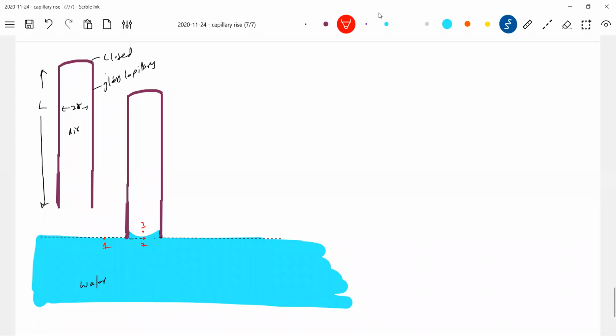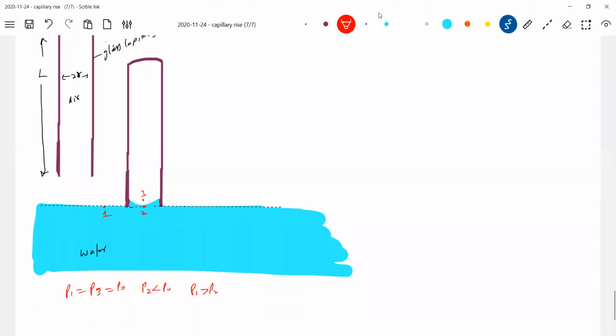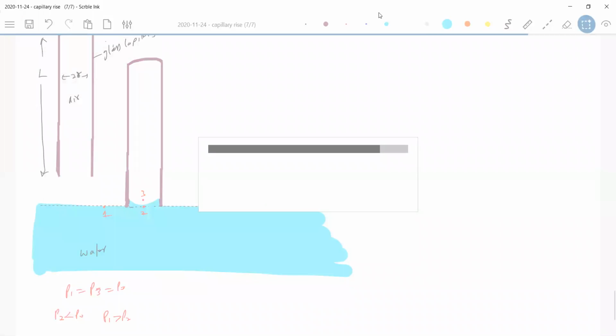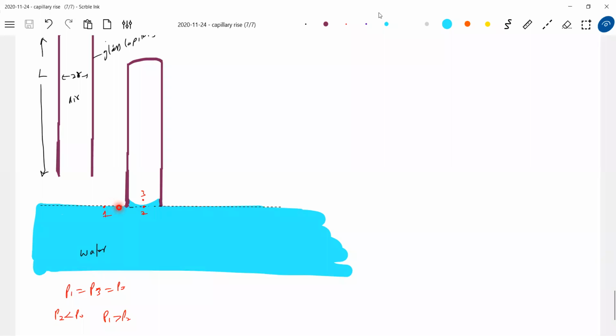I'm using all these conditions. Pressure at 1 and 3 equal to P naught. Then pressure at 2 is less than P naught. So therefore P1 is greater than P2. So what should happen to the water? The water should rush. This is the initial stage, water will rush. Means the water will flow from higher pressure to lower pressure. Go back to fluid mechanics. The water will move from higher pressure to lower pressure. Pressure here will be more, here will be less. That's why the water will rush, and it will rise to a certain height. Getting the idea? So now what is the next part of the problem?